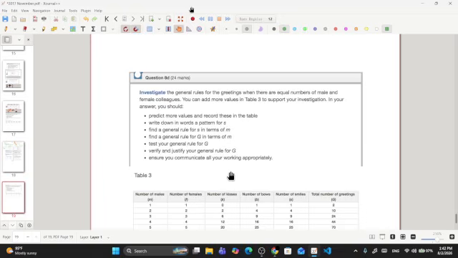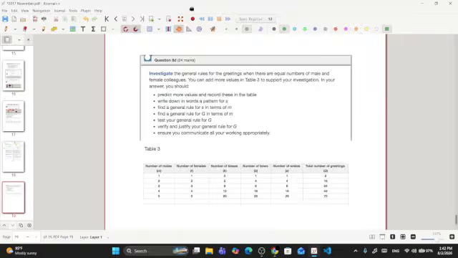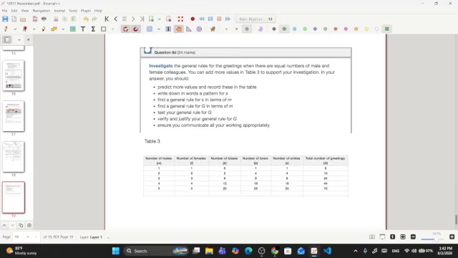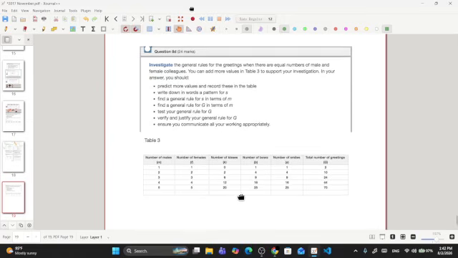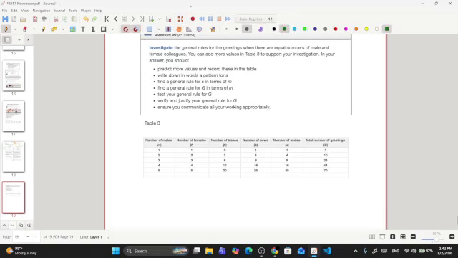Investigate the general rules for the greetings when there are equal numbers of male and female colleagues. You can add more values in table 3 to support your investigation. You should predict more values and record these in the table. Okay, so looking at the sequence, there should be 6 male and female values.